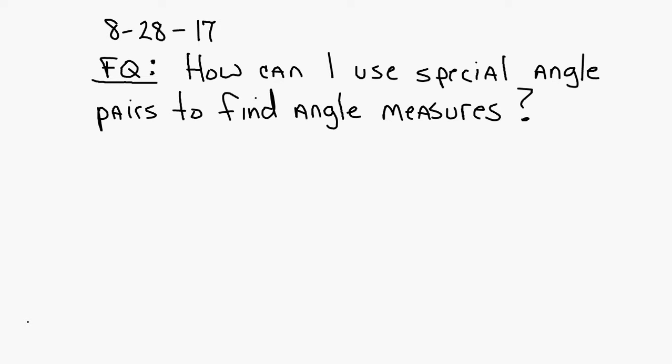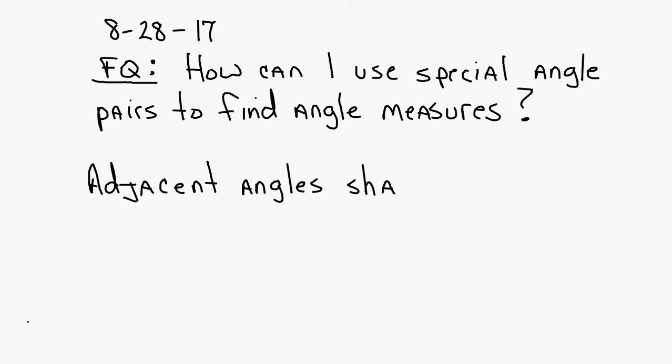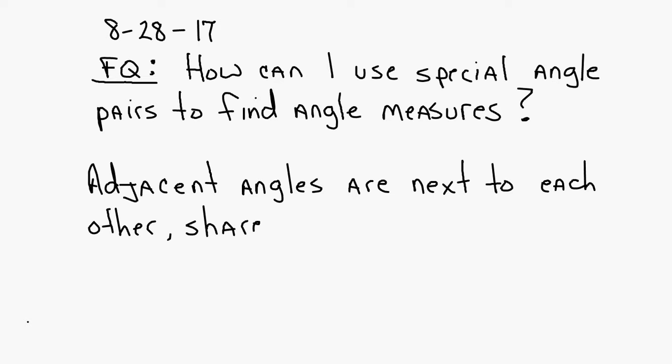All right, the first type of angles that we're going to talk about is adjacent angles. Adjacent angles are next to each other. They share a vertex and a side. Adjacent angles are next to each other, share a vertex and a side.